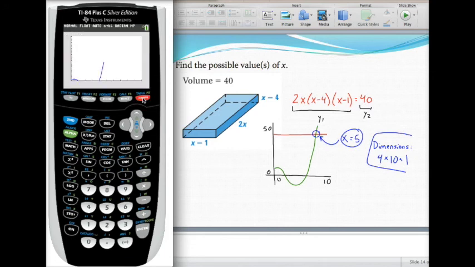There's the polynomial representing the different dimensions of the box if x changes, and there's when the volume is equal to 40. And so I can see the intersection that I want. If I couldn't see that, I'd have to adjust my window, but I see what I need.